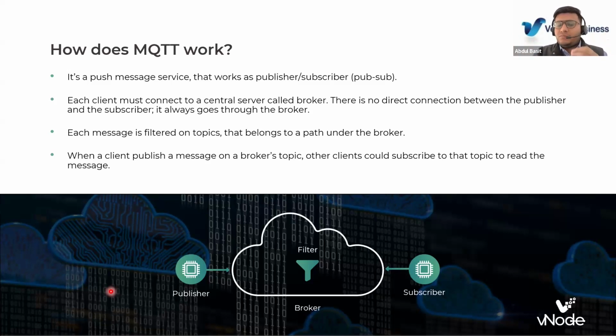When a client pushes, for example, when a publisher pushes a message to a broker topic, other subscribers can also read this topic, okay? They can also subscribe to this topic. So MQTT works like this. There is no direct communication, and it can be used when you want to detach your systems and you don't want to allow, for example, direct communication between your publisher and subscriber, okay? So this is how MQTT works.